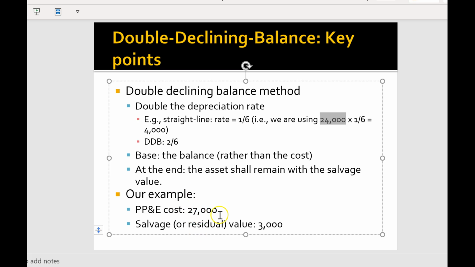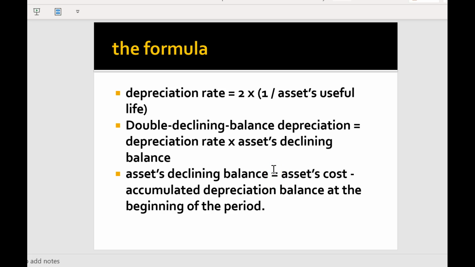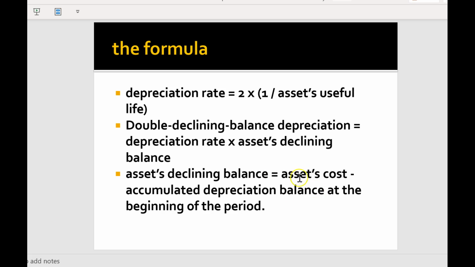I'm still going to use my original example where my PP&E cost 27,000, residual value would be 3,000. The formula is the following. First of all, we find out the depreciation rate, which is double the straight line depreciation rate, which is 2 multiplied by 1 over useful life. That is 2/6 in our example. And the double declining balance depreciation expense would be equal to the depreciation rate, which is 2/6, multiplied by the assets remaining balance, or the assets declining balance.